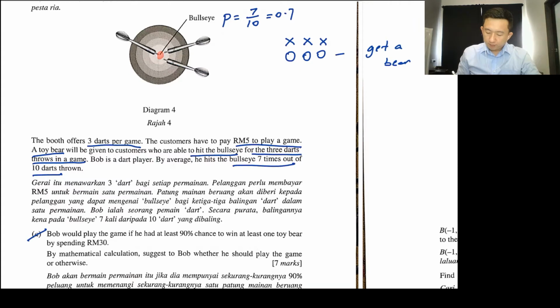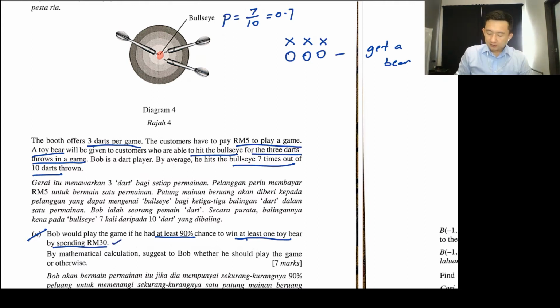Part A: Bob will play the game if he has at least 90% chance to win at least 1 toy bear by spending 30 ringgit Malaysia. So it's a bit confusing here, right? At least 90% chance to win at least 1 toy bear by spending 30 ringgit. It's not the usual question that we deal with in probability distributions, but it's fine. Let's get it done step by step.